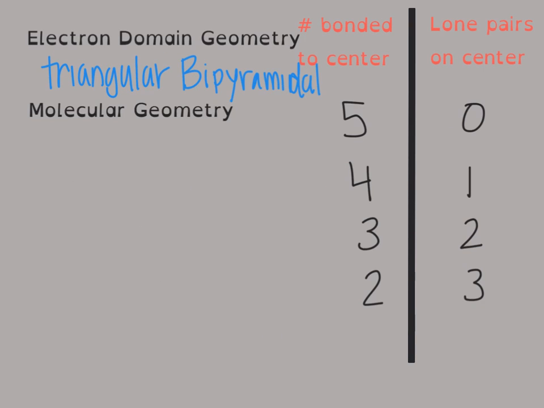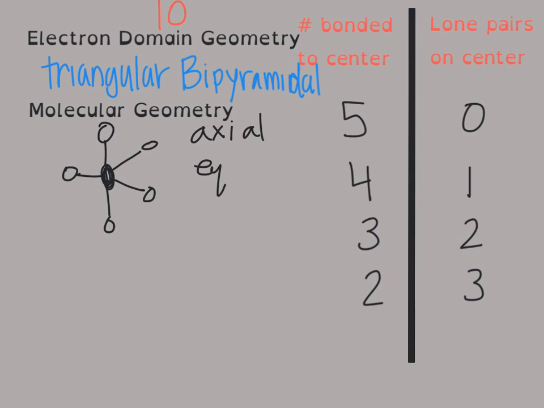Okay, so in trigonal bipyramidal, remember that we have an expanded octet here. We have 10 electrons around our center atom. And in the trigonal bipyramidal molecular geometry, you have your two connected and then three around the center. We've used words to describe this shape as axial and equatorial.